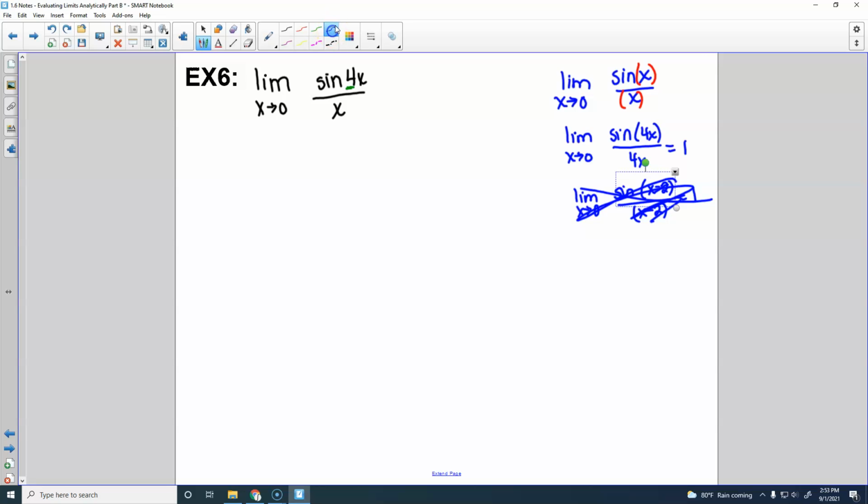Okay, so Jack says that I should multiply by 4 on top and bottom. Can I do that? Yes. Can I do what Jack just said? You can. And then, this is just a coefficient, and it can go outside, right?